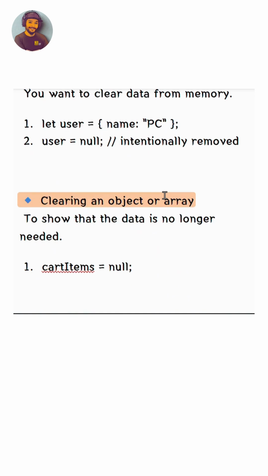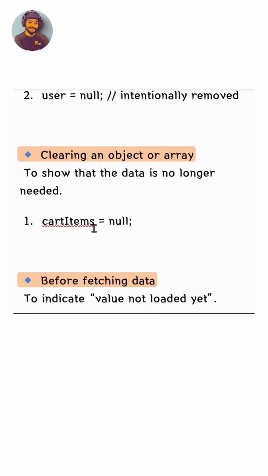Now we have another case, which is clearing an object or array, to show that the data is no longer needed. Let's assume that we have a cart functionality, so we have a variable for the cart item, and we want to show that right now we don't have any product in our cart. So the developer can set cartItem = null. It means there is no item in the cart right now.